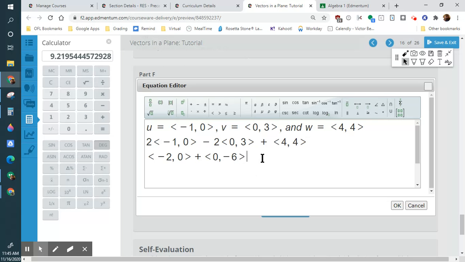Then this one, we're just going to add 4, 4. All right, add those up. So negative 2 plus 0 plus 4 is going to result in a positive 2. 0 plus negative 6 is negative 6. Plus 4 is negative 2. So that's going to be our answer for the first vector.